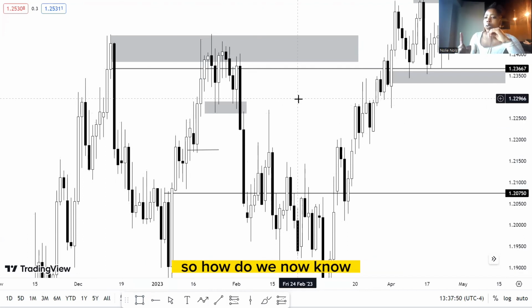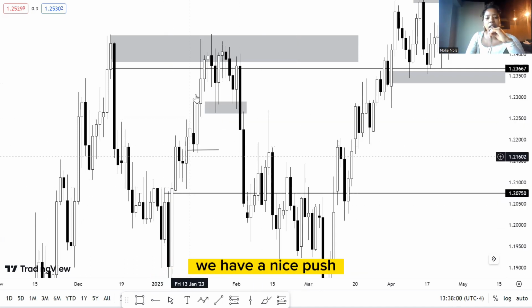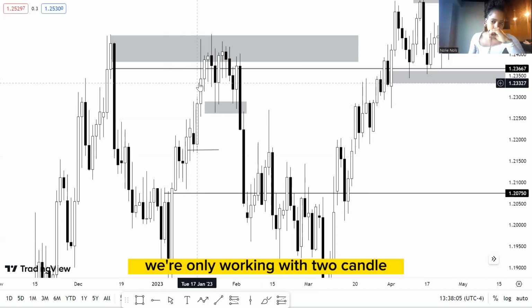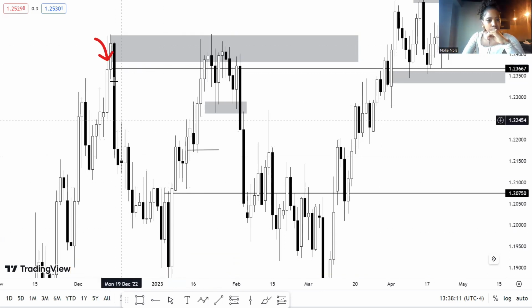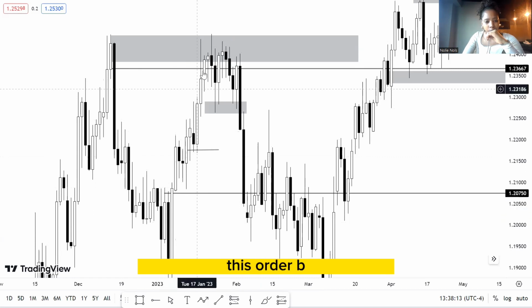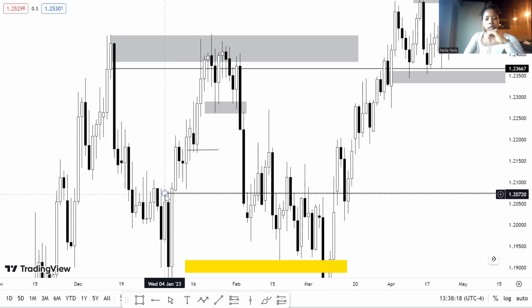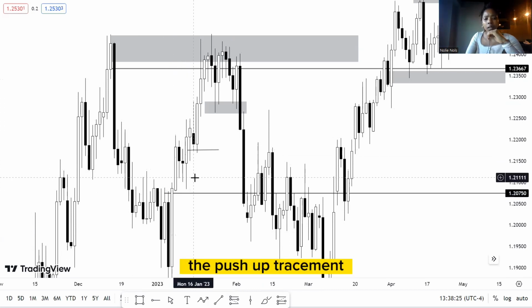So how do we now know, for instance, the swing, the Judas swing? So in this nice push, we had an imbalance, we have a nice push. The nice push to the upside will be the higher high, right? We're only working with 2 candles. The order block, which was sponsored by this move, this order block is that move, okay? This whole move, that's the order block right there. So what we want from price is when price gets there, it needs to react, okay? And that's what happened now. And a push up, retracement.